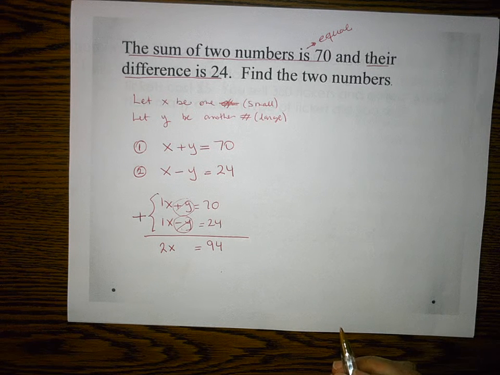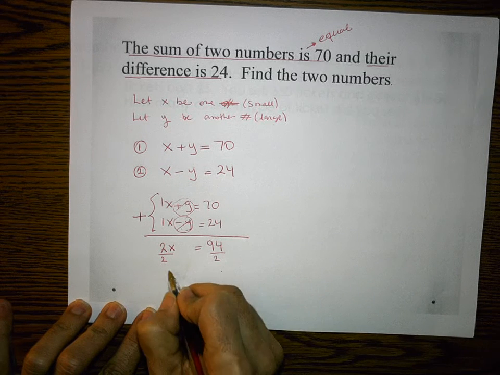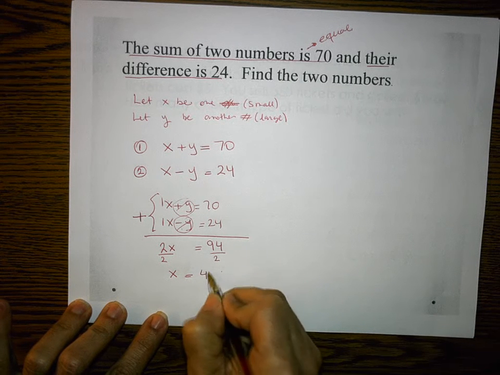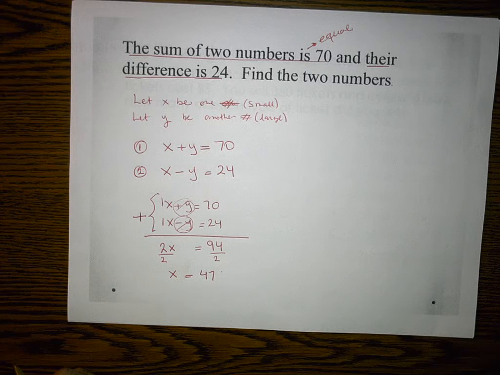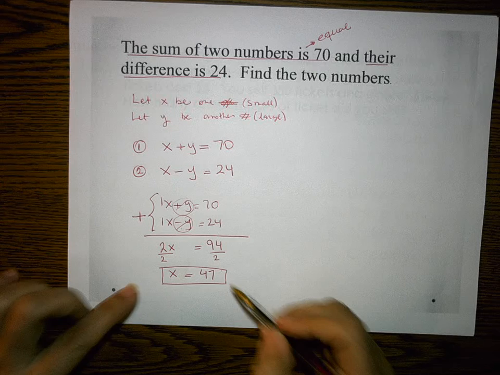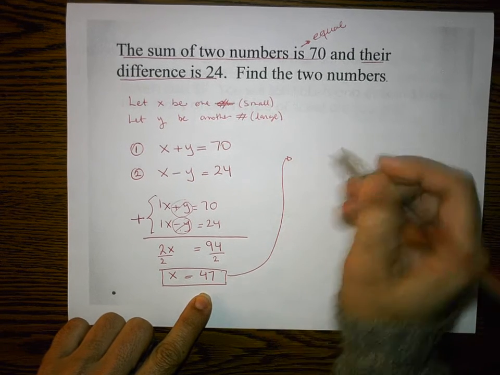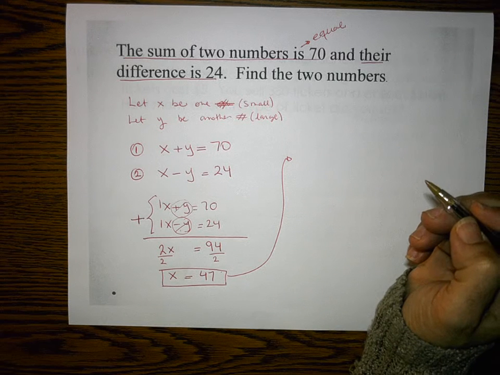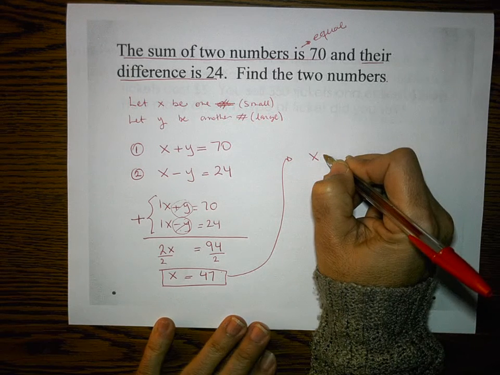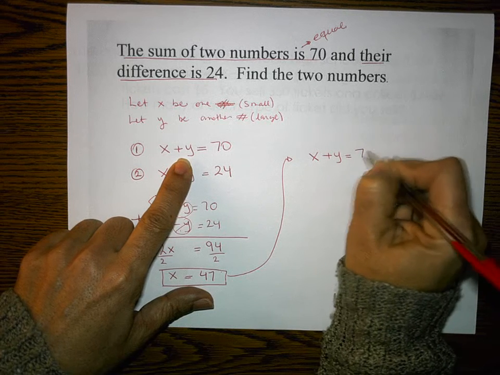Now, if you divide by 2 on both sides, I'm going to get x by itself, and that's 45, 46, 47, right? That's 47. So there we go, x is 47. Now let's go back to the beginning and solve for y. You need to go back. Pick any of the equations. It really doesn't matter which equation you pick. So I'm going to pick x plus y equals 70.